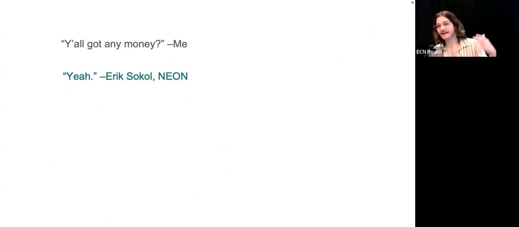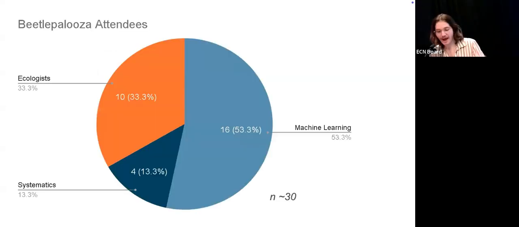And so I attended, and I was worried going in that I was going to be kind of the black sheep, and I didn't know where I was going to fit, but I was really happy with the makeup of the attendees. So there were about 30-ish people there, and we had about 16 machine learning experts, about 10 ecologists, and about 4 systematists.